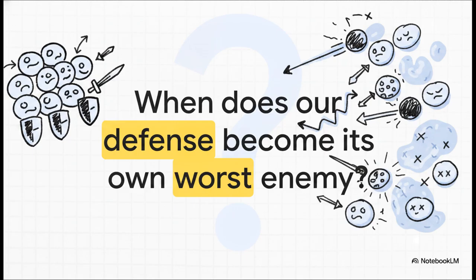So when does the body's defense become its own worst enemy? It's a provocative question, right? We usually think of our immune system as our ultimate protector, like this relentless army fighting off foreign invaders, such as viruses and bacteria. But what happens when that army turns its weapons inward? We're looking at a complex internal system failure here, a cellular civil war where the very mechanisms designed to keep us alive actually begin to attack our own tissues.